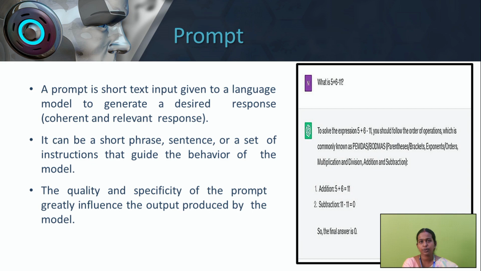How a question has to be devised and how it has to be put forth to a language model, because it is a machine. It has to understand the question properly and then answer. Hence, I have to put a question in such a way that it is capable of answering. For example, I have quoted a question, what is 5 plus 6 minus 11? It is giving me the answer by using BODMAS formulas, and then providing the answer. So we have to put a question in a proper way.